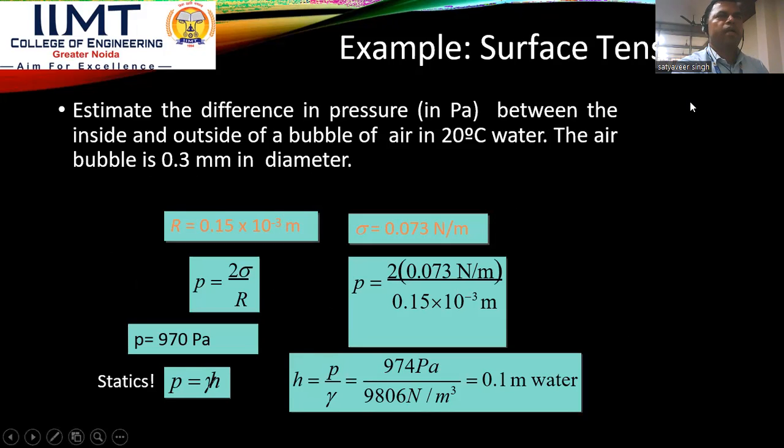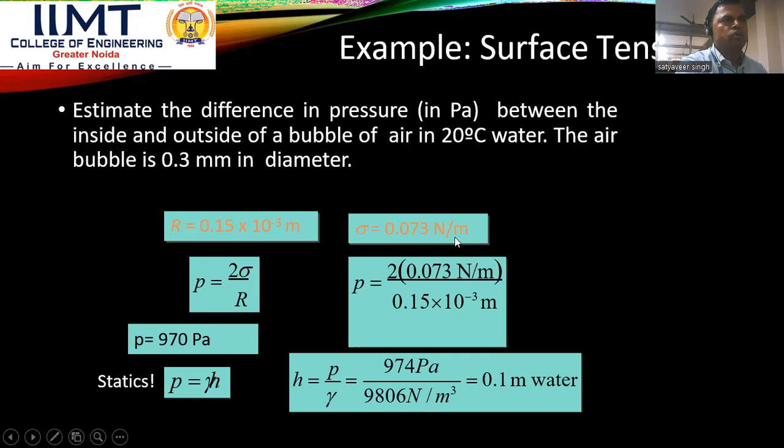Now we have to find the various examples, or solve the numericals based on surface tension. Estimate the difference in pressure in Pascal between the inside and outside of a bubble of air in 20 degree centigrade water. The air bubble is 0.3 mm in diameter, so the radius of the air bubble is 0.15 × 10^-3 meter, and sigma, the surface tension, is given as 0.073 Newton per meter.